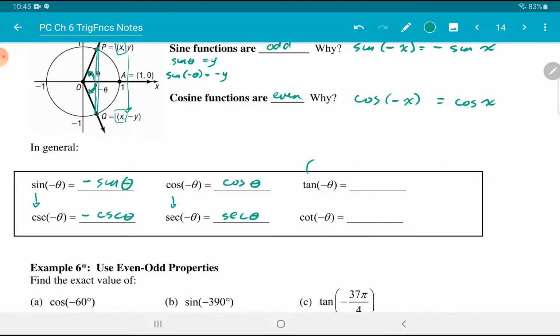And one thing that we learned before is that tangent is really the same thing as sine over cosine. So you can imagine that what we have then is sine of negative theta over cosine of negative theta. Well, one being odd, one being even, we know that we're going to end up getting a negative over a positive. So tangent is also considered an odd function. Tangent of negative theta will be negative tangent of theta. And likewise, this reciprocal will give us negative cotangent of theta.